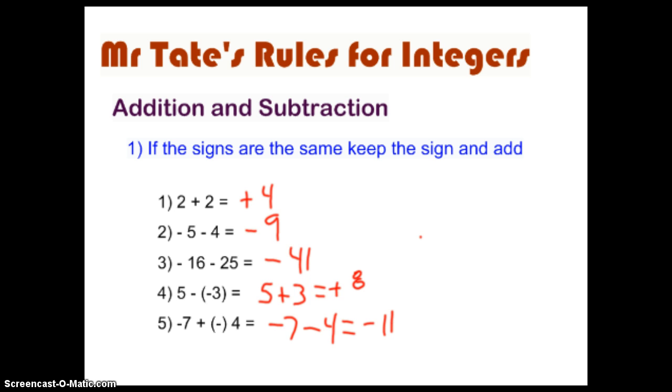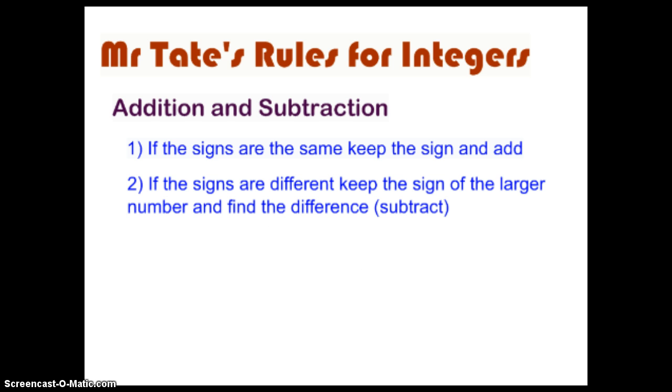All right, let's explore the second rule of integers. The second rule says if the signs are different, we're going to keep the sign of the larger number and find the difference. Larger number doesn't matter whether it's positive or negative, anything like that. We just look at the number straight up. Basically, we're looking at an absolute value. Whichever number has the higher absolute value, that's the number whose sign we're going to use.